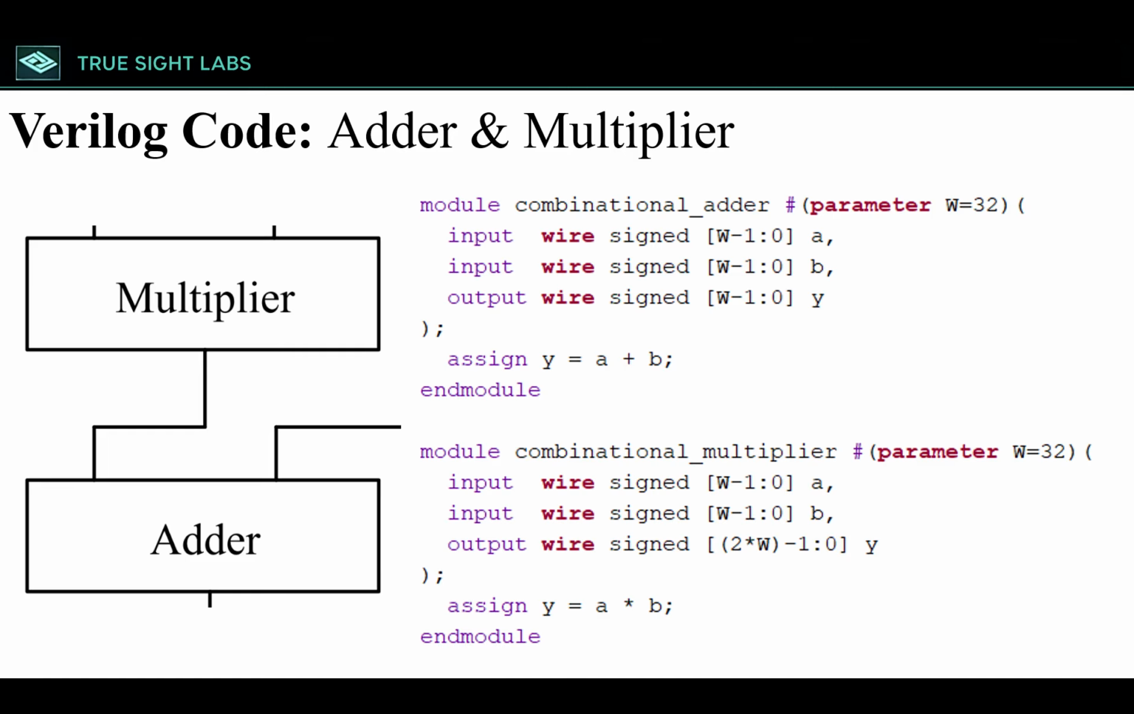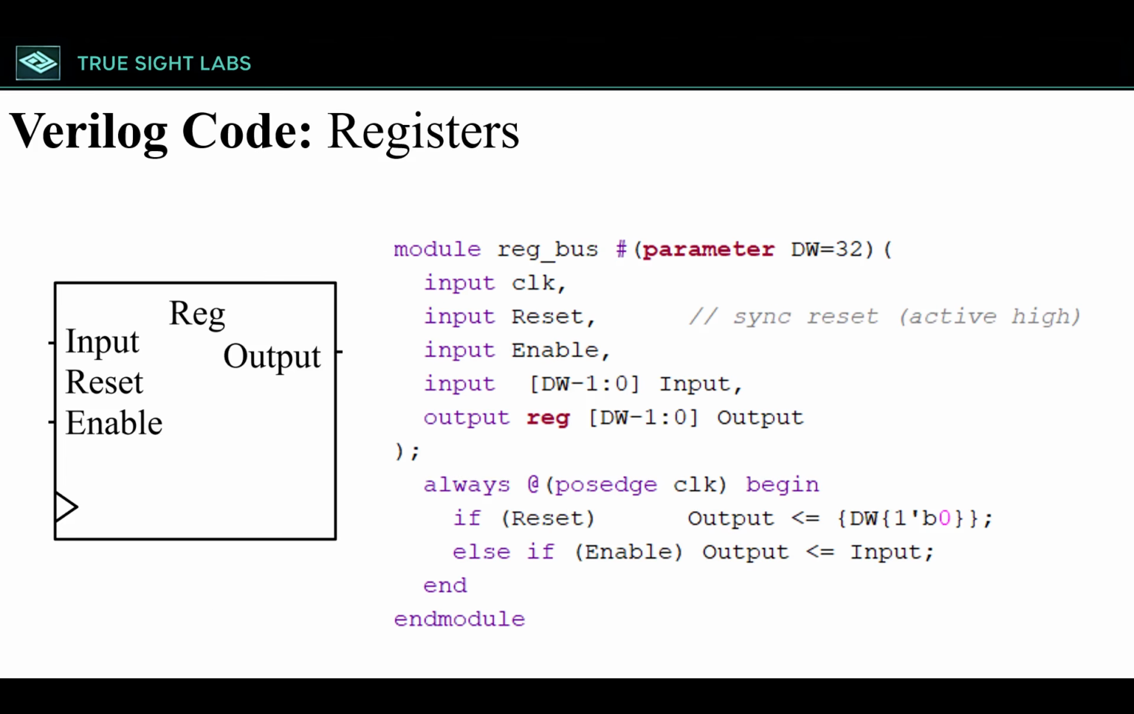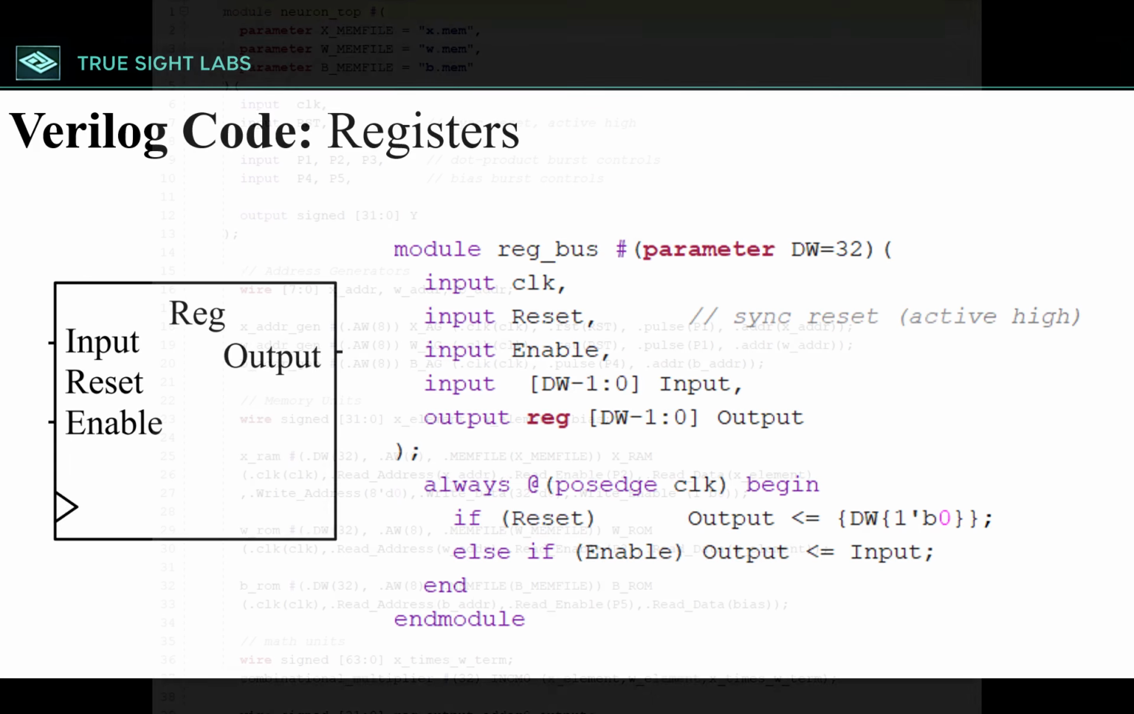Then we have our combinational adder and multiplier. The code for the multiplier can be complex depending on how we want to multiply it, but the behavioral description for it works perfectly fine as a proof of concept. Then lastly, the register bus can be made using the simple code shown here. Alright, so now that we've gone over all of the lower level modules, let's go into Vivado and view the top level module code and see it simulating.